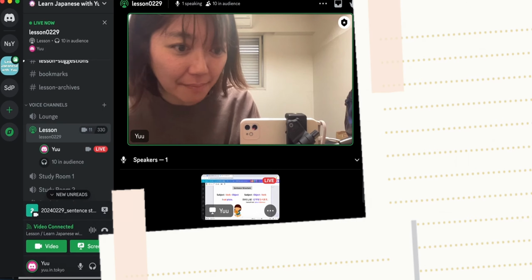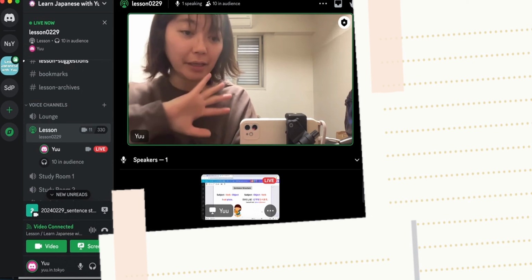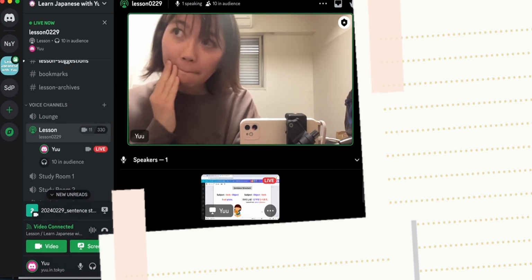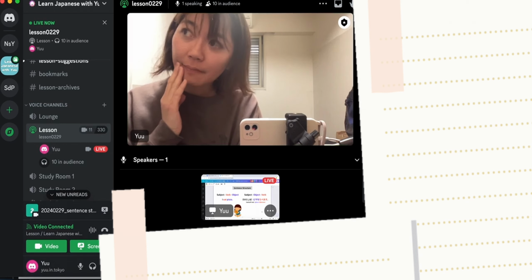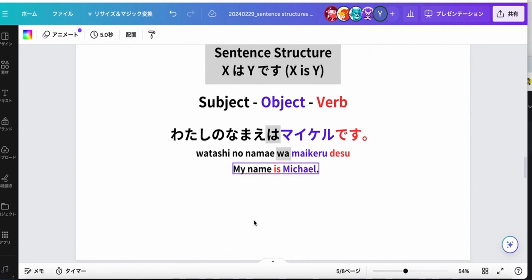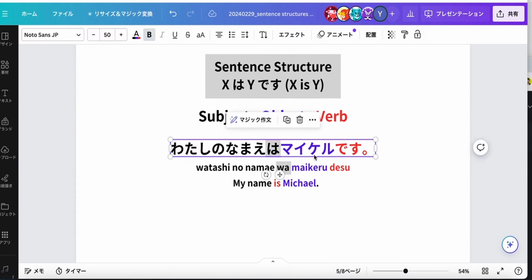And 私は can be omitted because it's implied. Yes, that's right. If we all know that we are talking about me, then we can omit it. We also maybe want to be, なんだろう, less assertive by not saying 私, I. So the sentence structure, very basic one, X is Y. So that's the formula. X は Y です。そう、私の名前はマイケルです。My name is Michael.